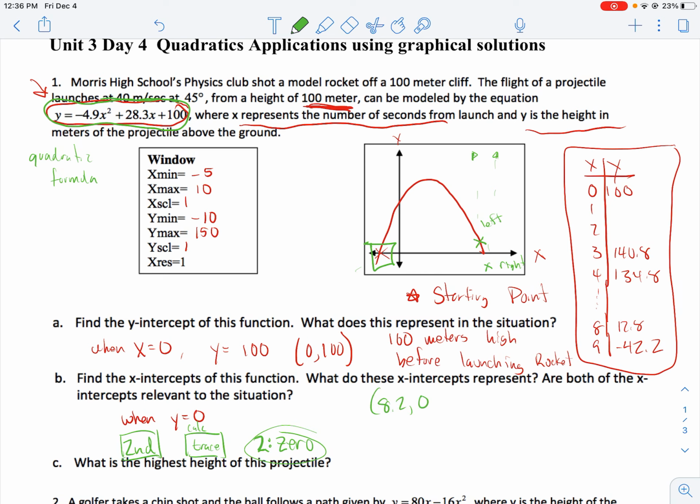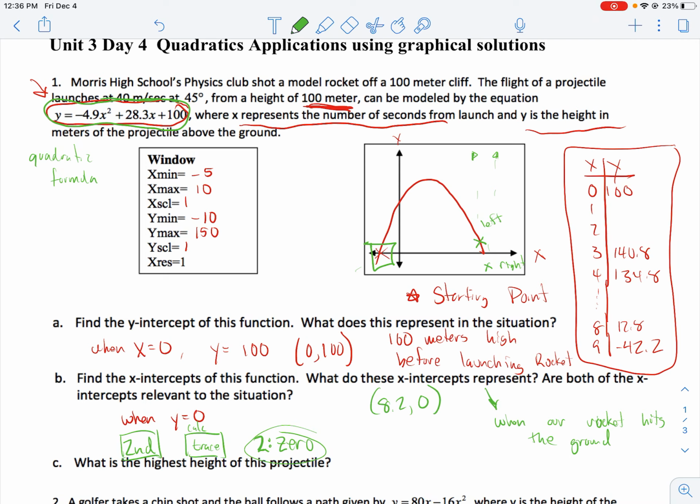8.2, 0. Okay, and so what does this x-intercept represent? It represents when our rocket hits the ground. Okay, that's what it represents.